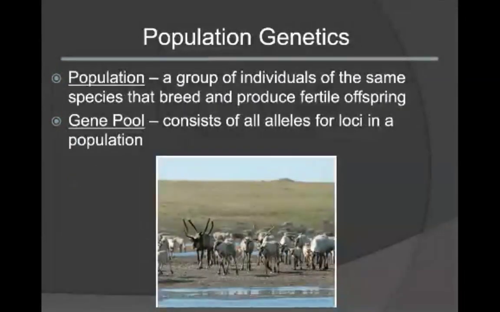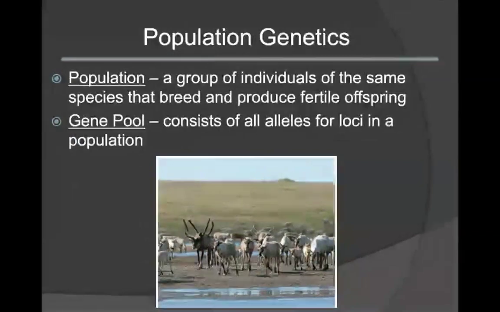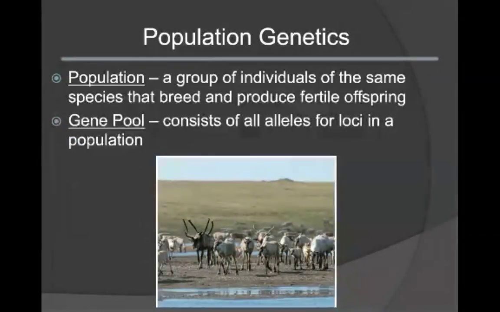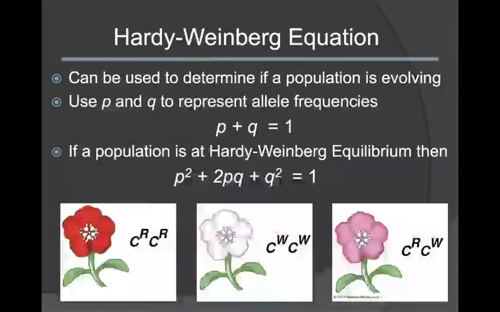The previous slides explore the genetic makeup or genetic variability with respect to an individual. However, there can be genetic variability within the population as a whole. A population, in this instance, refers to a group of individuals of the same species that breed with each other and produce fertile offspring. Within a population, you will have a gene pool. This describes all alleles for a certain locus that exist within that population.